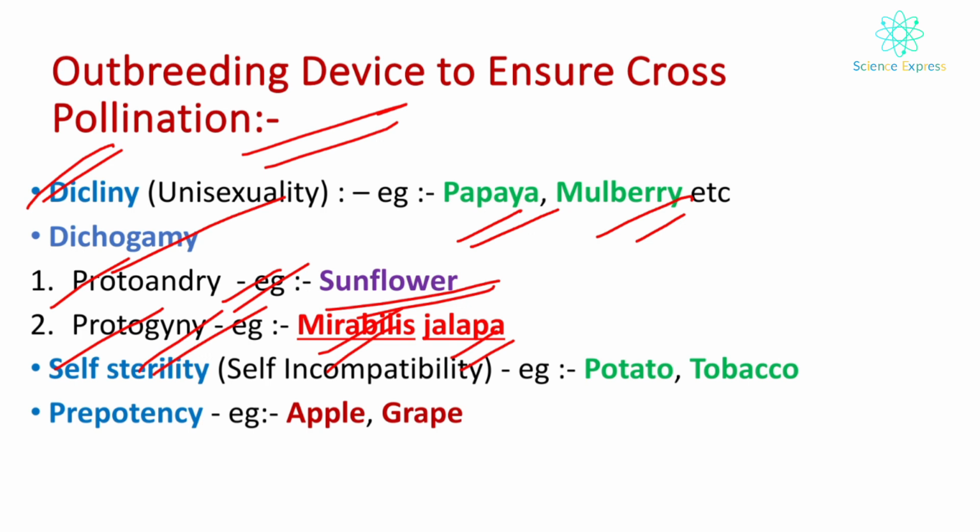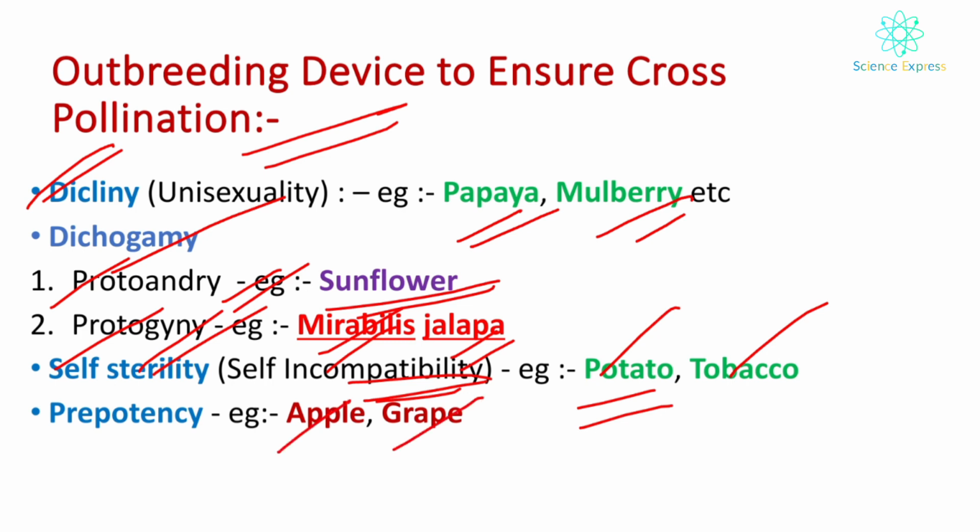Another point is self sterility, or we can call it self incompatibility. That means it is a genetic mechanism. Pollen grains of a flower do not germinate on the stigma of the same flower due to presence of similar self-sterile gene. Clear? That is self-incompatibility. Example is potato, tobacco. Okay. Next one is prepotency. Example is apple and grape.